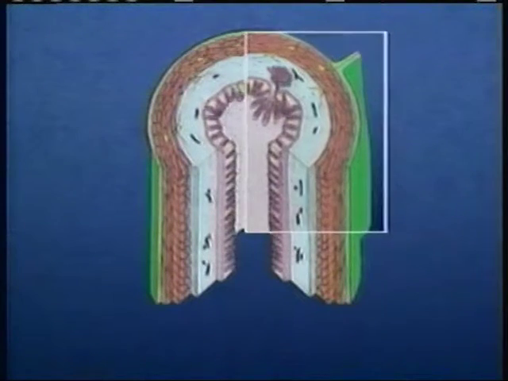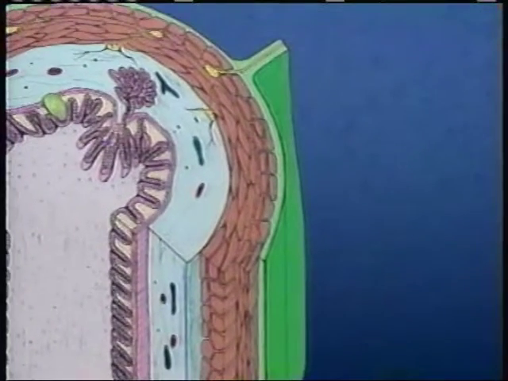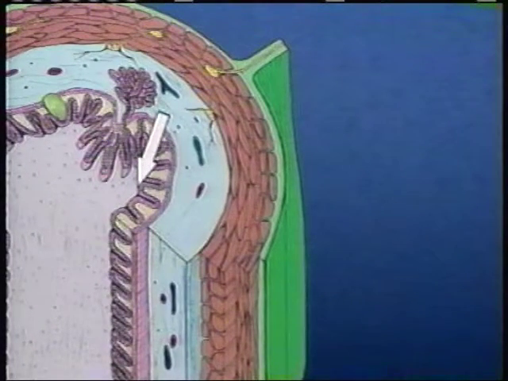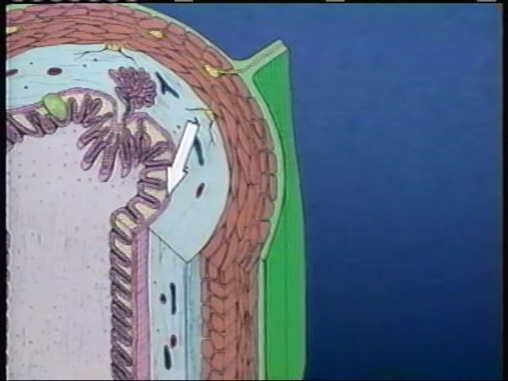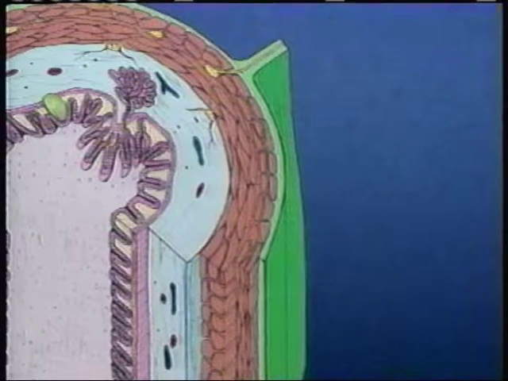The innermost layer which surrounds the lumen is the mucosa. It protects the body from foreign invaders, secretes mucus which lubricates the tube, and absorbs digestive products into the blood. The mucosa is composed of three different layers.